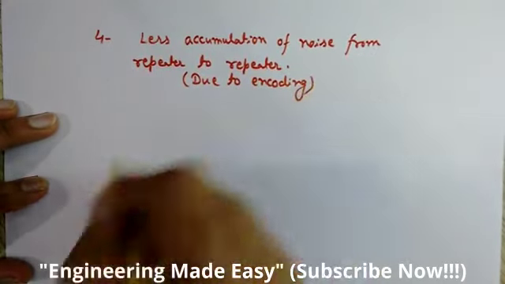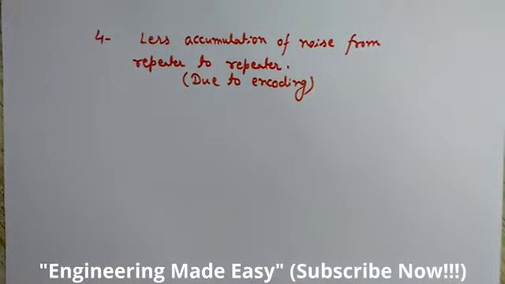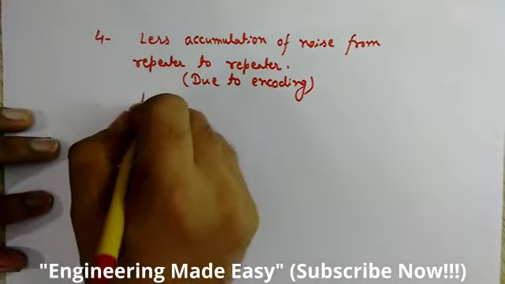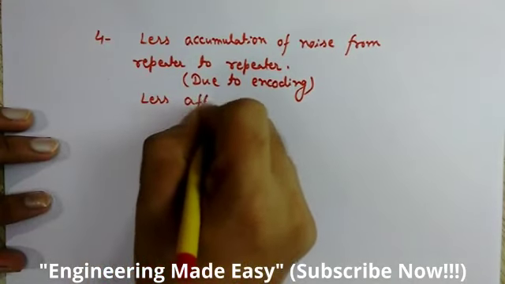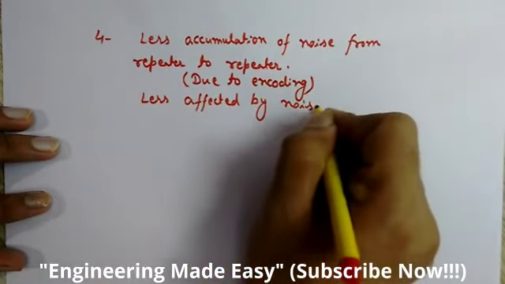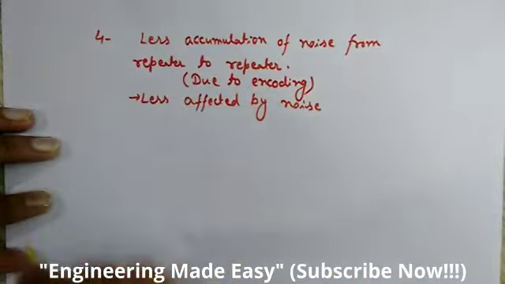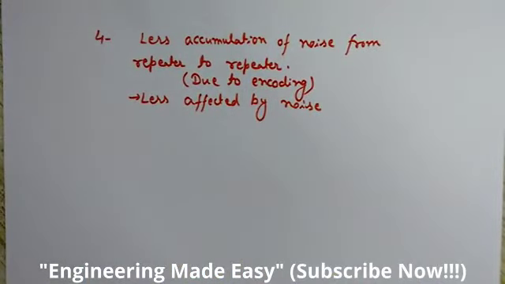Actually, encoding is used in digital communication, which makes it less prone to accumulate noise. Not only this, the digital signals tend to be less affected by noise as compared to analog signals. So this is another important point. They are less affected by noise.